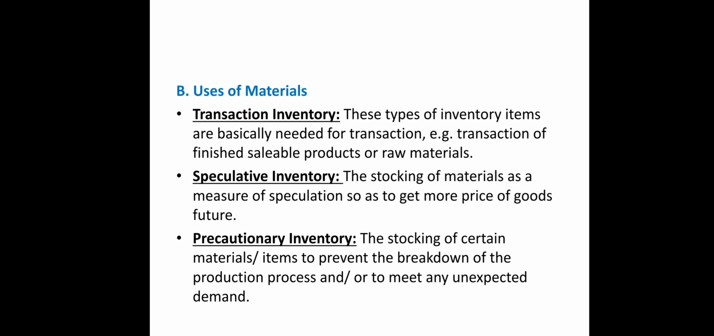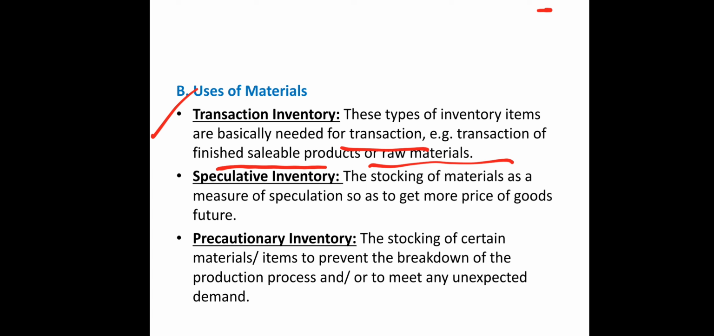On the basis of uses of material, again there are some types of inventories. The first one is transaction inventory. These types of inventory items are basically needed for transaction of finished sellable products or raw materials. So they are waiting for transaction, there should be some transformation, there should be an exchange. So that is about transaction inventory.